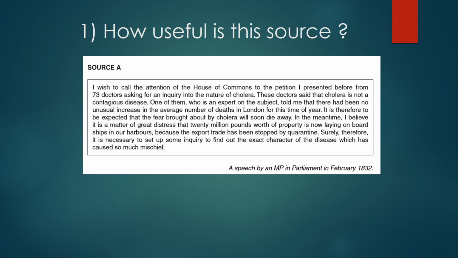Here is the source. How useful is this in telling us about what the government is doing in the 19th century? If we skim through this quite quickly, first of all, we work out that it's a speech by an MP in Parliament, and the date is 1832. Now, I know that cholera is a problem in 1832, so I'm going to want to draw upon that, and it equally mentions the nature of cholera there as well. So that is own knowledge, and that up here is where the source is referencing it as well.